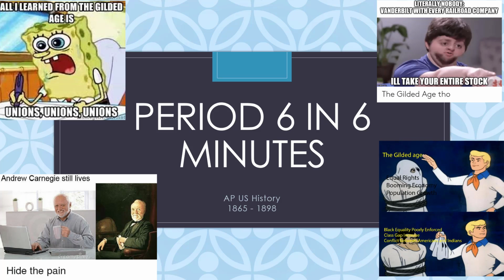Welcome to Period 6 in 6 minutes. This is the series where I take a period of the APUSH curriculum and attempt to cover it in 6 minutes or less. Period 6, 1865 to 1898. We've got a Gilded Age. We've got a whole bunch of farmer problems. We've got a whole bunch of robber barons or captains of industry, depending on what side of the aisle you're sitting on. Let's get started.